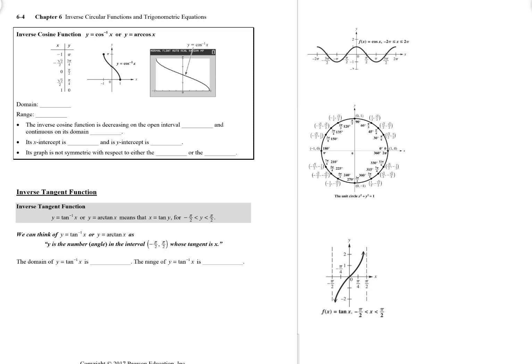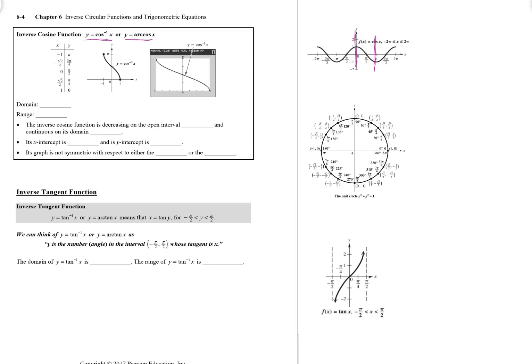With the cosine function, we determined on the graph that if we restricted the domain from 0 to pi, this part of the graph, then it passes the horizontal line test. So then what we're going to do now is switch our x and y values so that we can come up with the inverse cosine, or the arc cosine. We can use the unit circle, and I'll use that also so you can see that it comes from there.